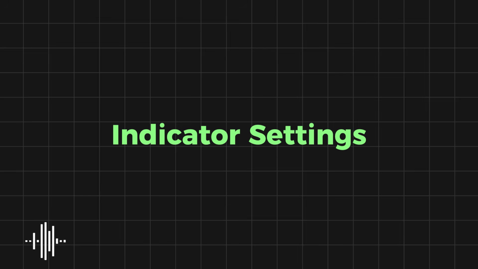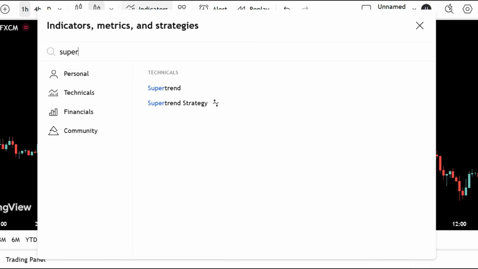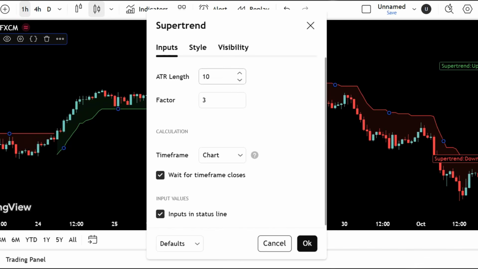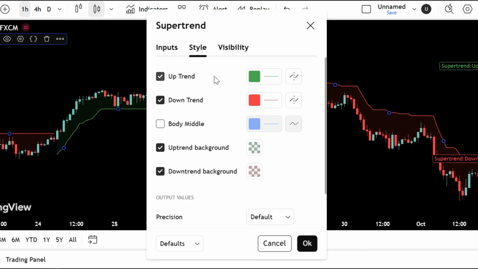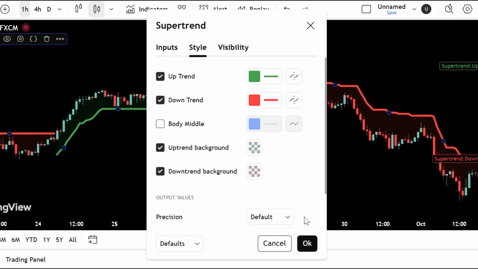Indicator settings. First, open the indicator section of your trading platform, type Supertrend, and then click on it to add it to your chart. Go to the indicator settings, set the ATR length to 10 and the factor to 3. To make the Supertrend easier to read visually, adjust the line color and thickness. For example, set the uptrend line, buy signal, to green and the downtrend line, sell signal, to red. Increase the line thickness slightly so that the trend is clearly visible even on smaller screens. Then click OK to apply.